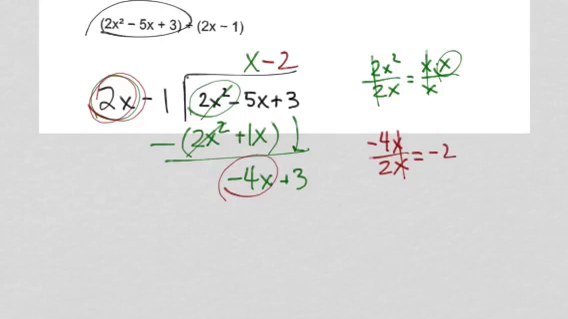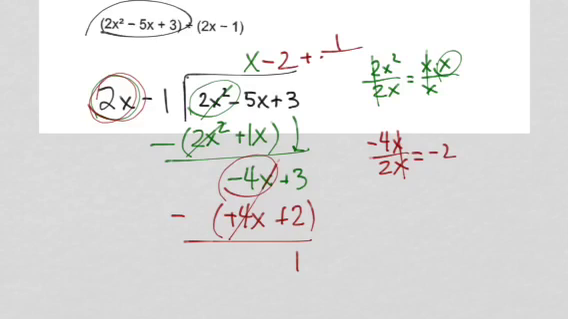Now multiply. Negative 2 times 2x makes negative 4x, and negative 2 times negative 1 is positive 2. And we want to subtract that whole quantity. The negative 4x minus negative 4x will make that act like a plus, and those will cancel. And then 3 minus 2 makes 1. That's our remainder. It's a positive, so we'll put plus 1 over 2x minus 1.